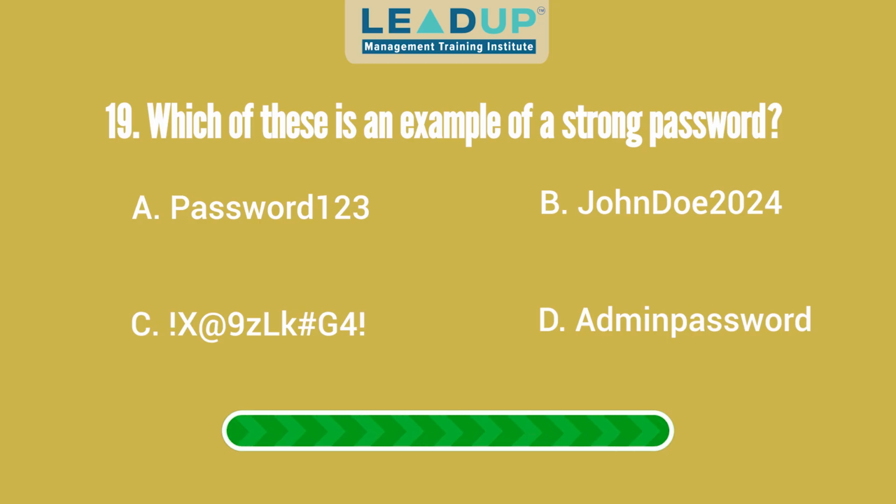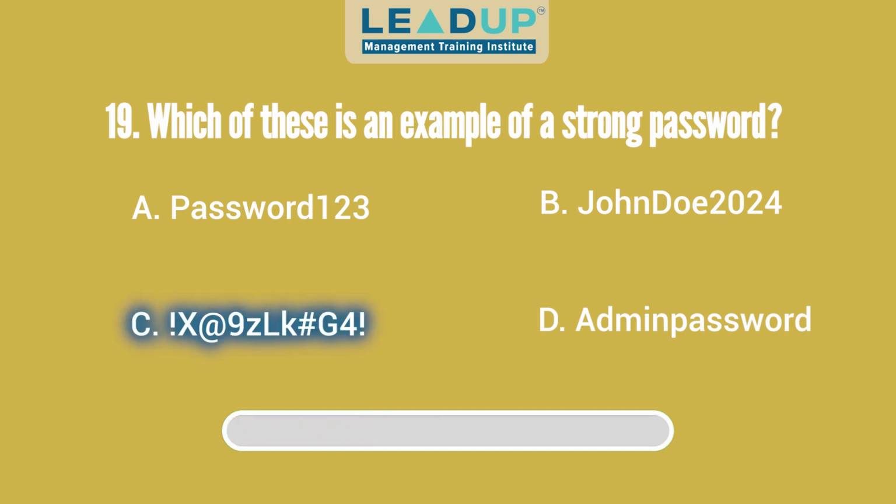Question 19. Which of these is an example of a strong password? A. Password 123. B. John Doe 2024. C. X@9ZLK#G4. And D. Admin password. Answer: option C. X@9ZLK#G4.